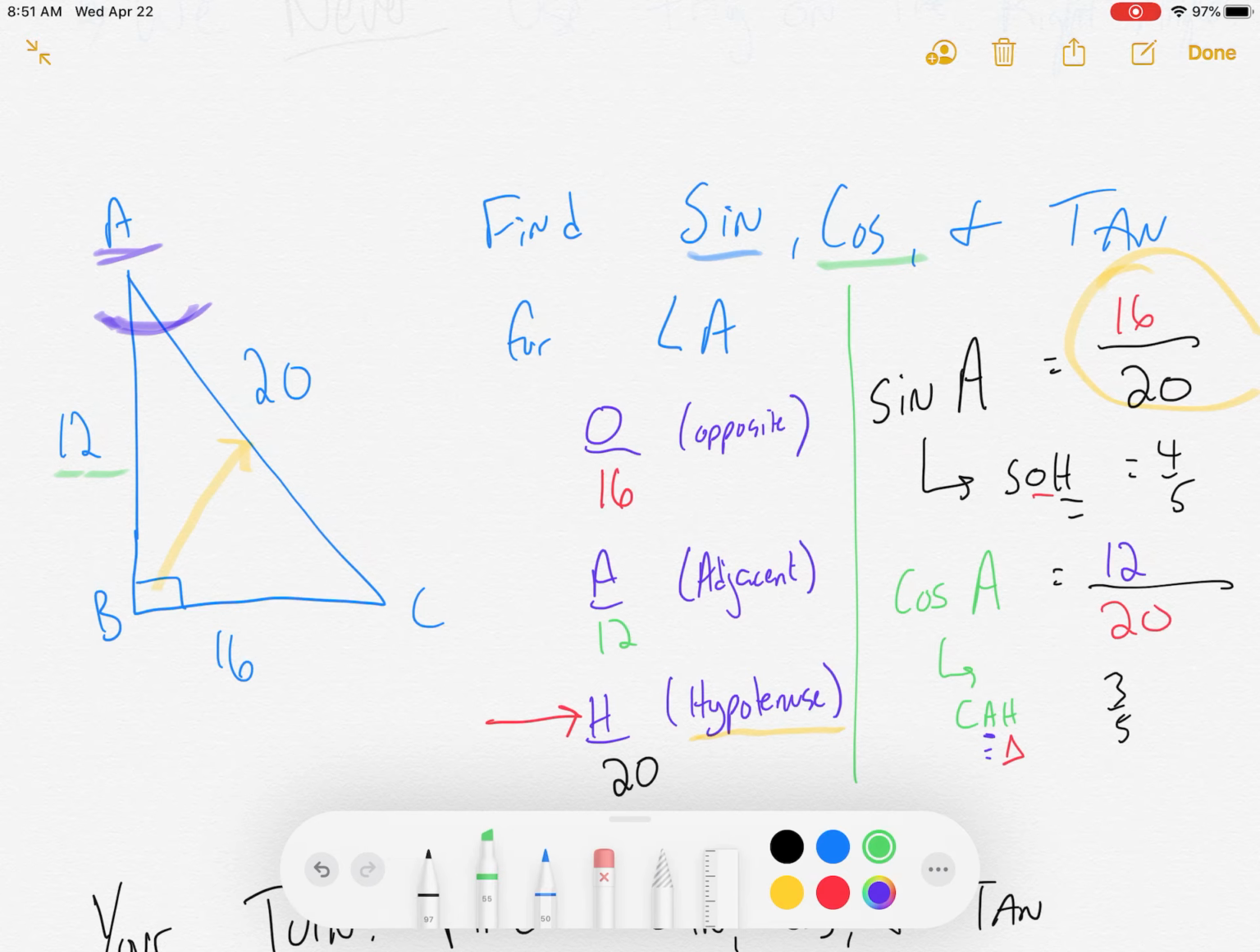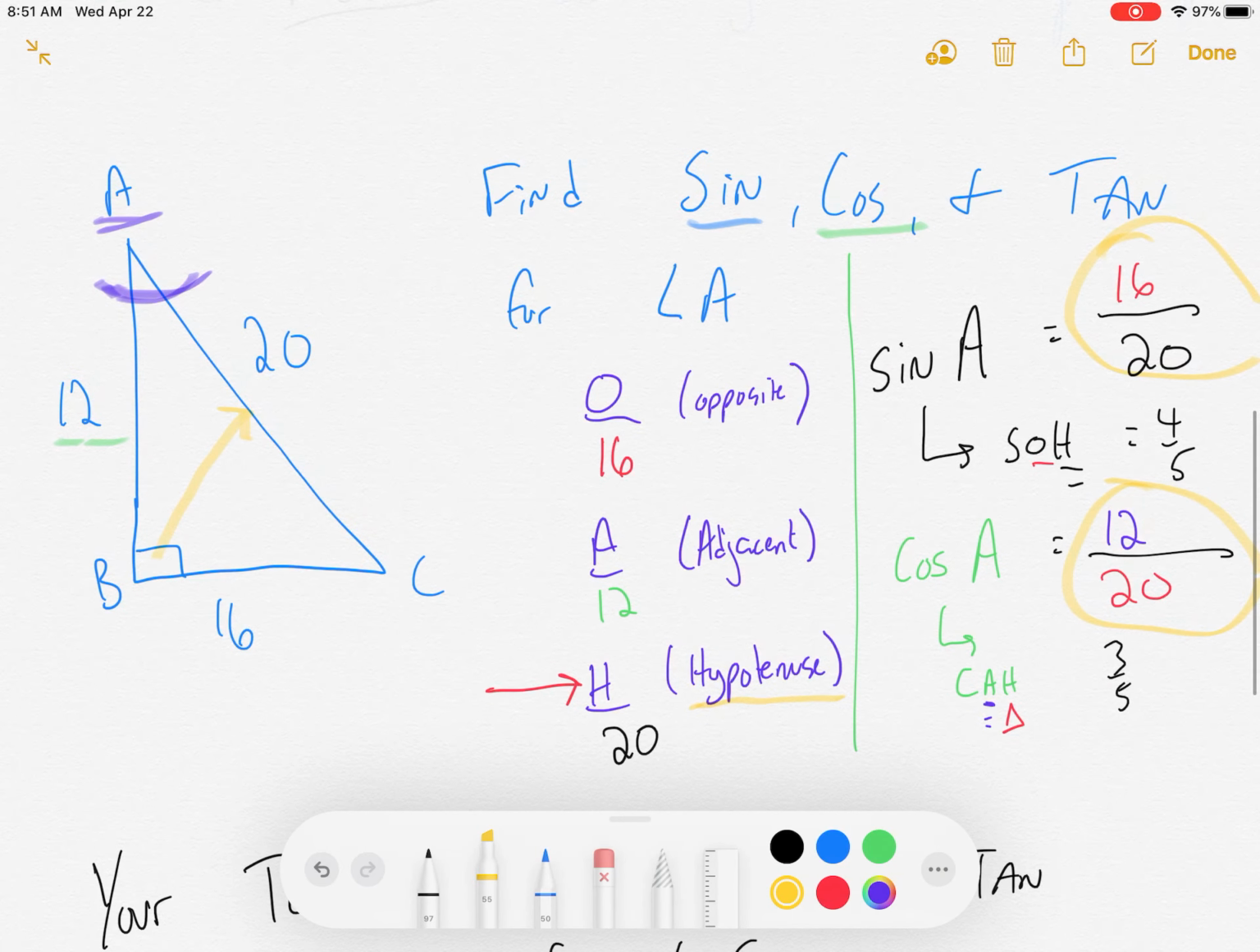Just like before, we can divide these both by 4. We can reduce the fraction. Divide by 4, we will get 3 over 5. But again, I am more concerned with, can we figure out what this ratio is? Figure out how to get 12 over 20.